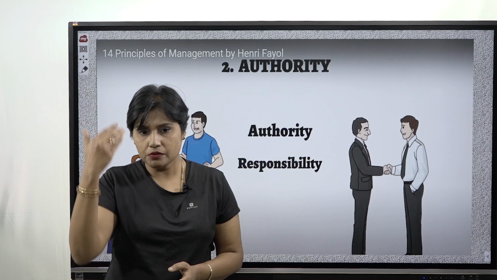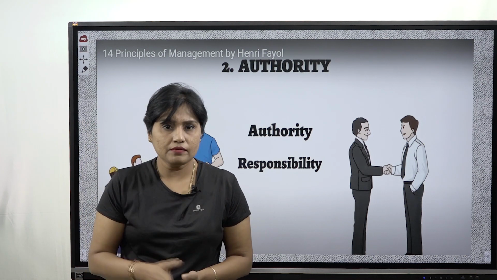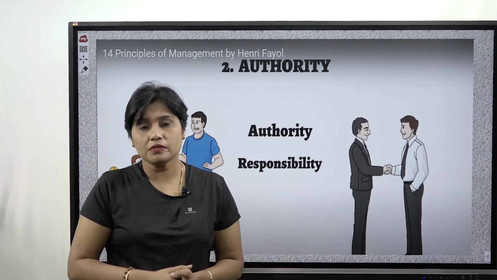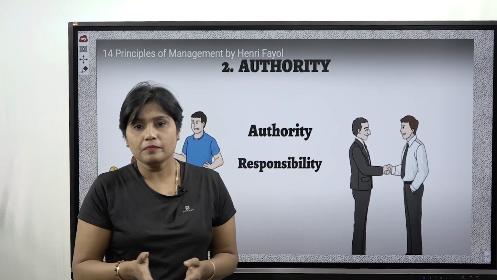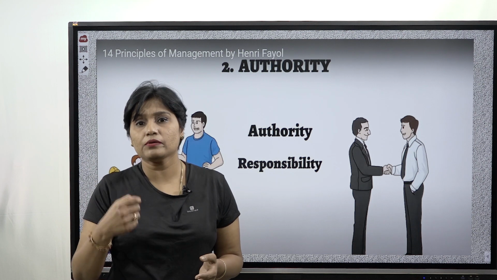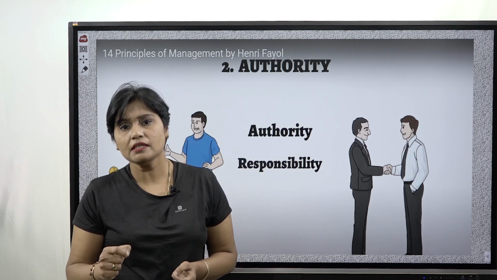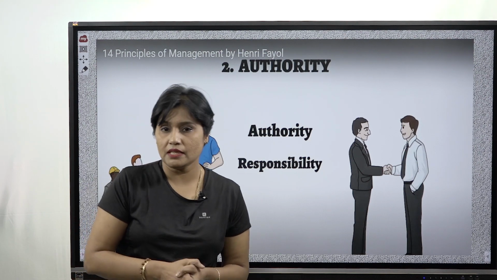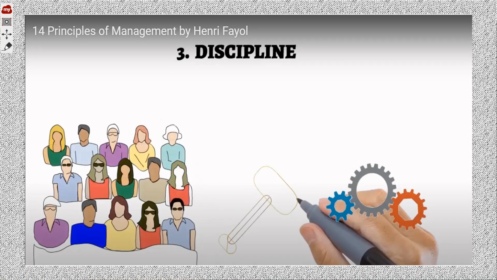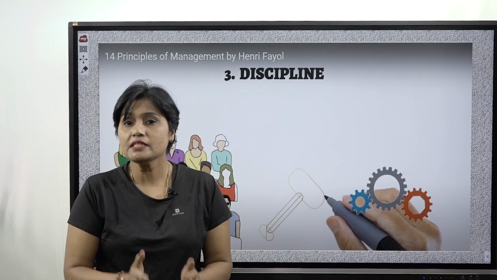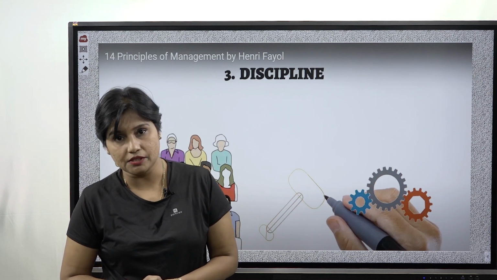Now, to summarize authority and responsibility: authority means the right to give orders to the subordinates, and responsibility means to carry out. These subordinates must carry out the task, they have to perform the task and they are answerable for those tasks. Now, next here is discipline. So, what do you mean by discipline? Discipline means being very obedient and to follow the rules and regulations of the organization.